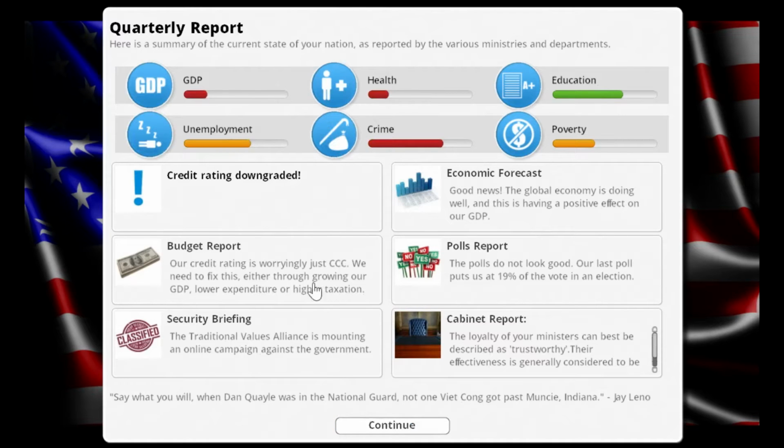So let's look at this screen really quickly. My crime is way up there. My health is, well, it's down, so that's good. My education is high. My poverty is kind of low, quarterly. GDP is low. Unemployment is high. Oh, I guess a low GDP is good. Ooh, that's not good.